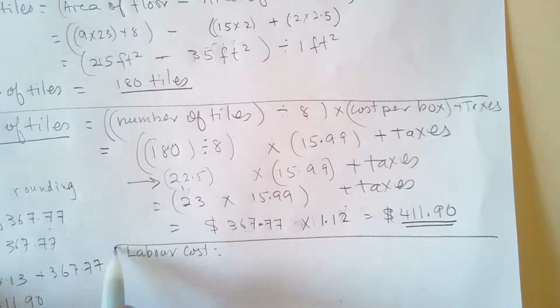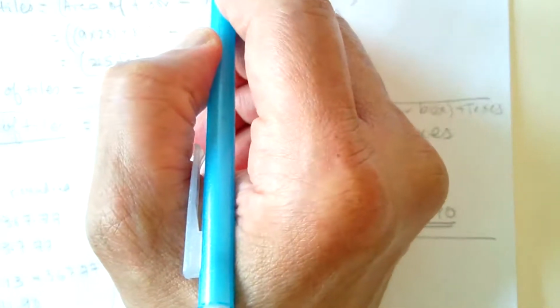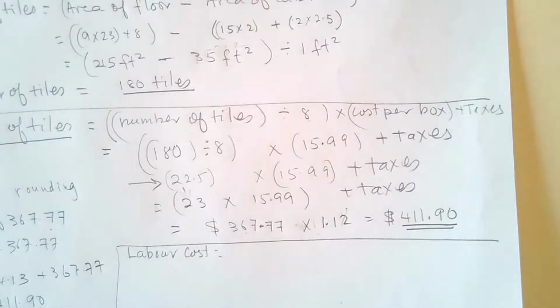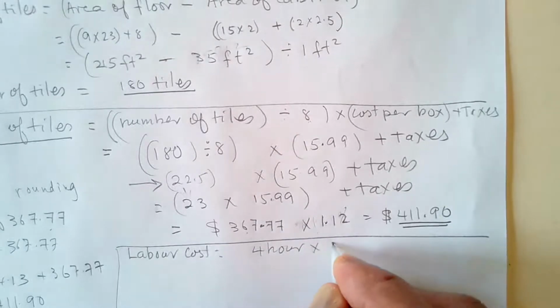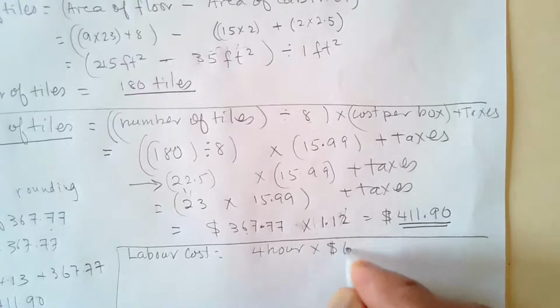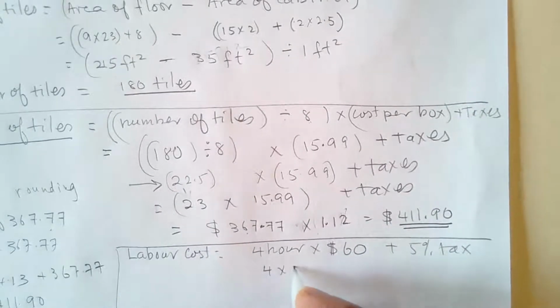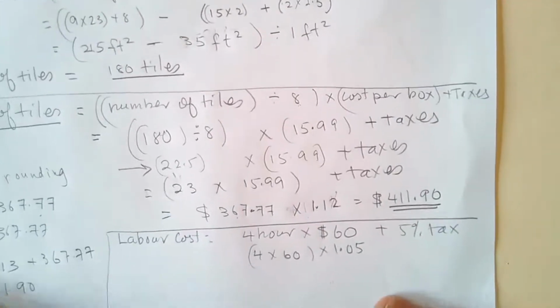So since we have 180 square feet of tiles, it means the person needs to work for, sorry, 4 hours, because it's 50 square feet per hour. So since you have to round up to 200, there are 200 square feet in this case for labor costs. It will take 4 hours, multiplied by the cost per hour, which is $60, plus 5% tax. So it's going to be 4 times 60 multiplied by 1.05. I'll do the shortcut, 1.05 meaning the GST.